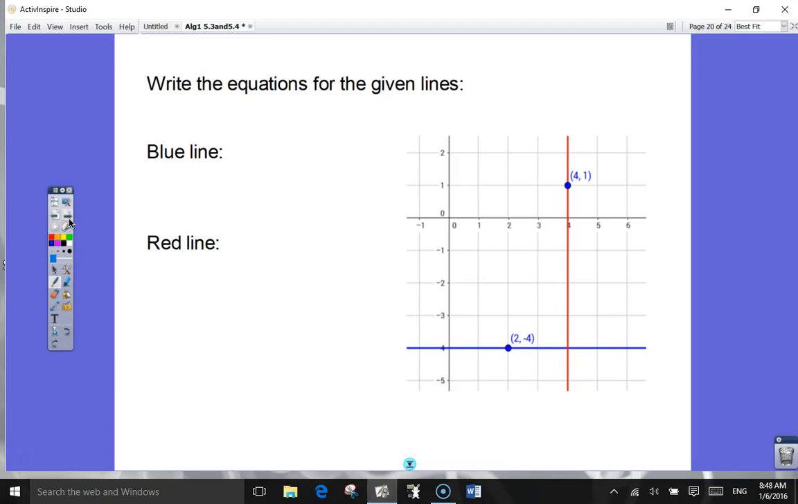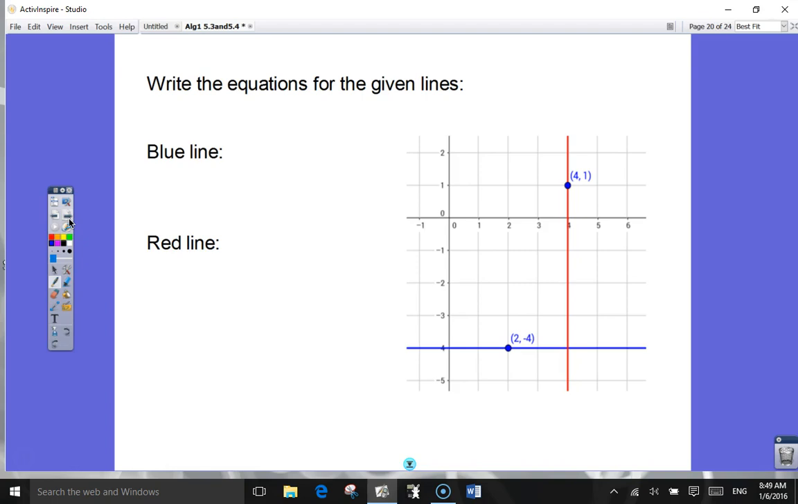In this point right here, which one is the x coordinate, which one is the y coordinate? 2 is the x, and negative 4 is the y, so it's either x equals 2 or it's y equals negative 4. Which one is it? How do you know which one? Is it line x equals 2 or is it y equals negative 4? Y equals negative 4.